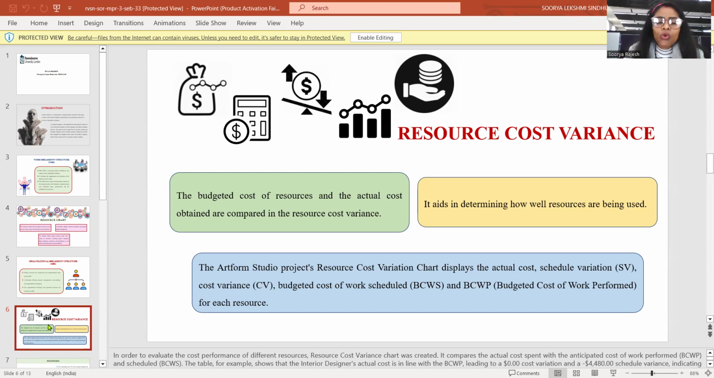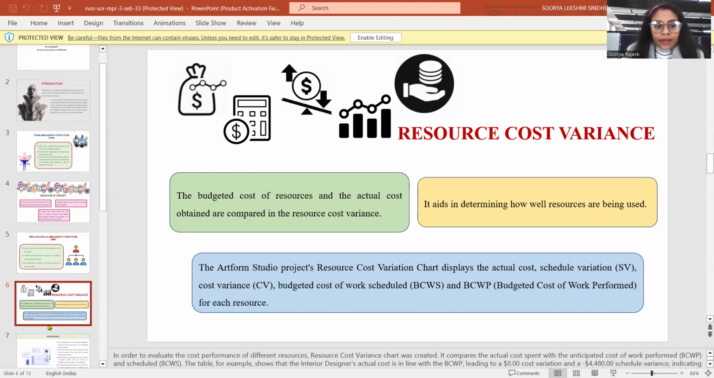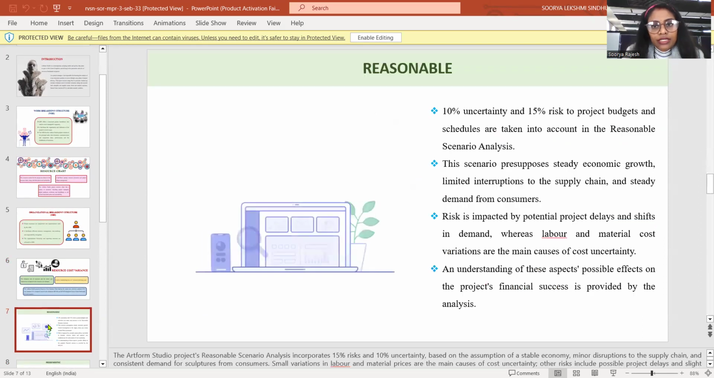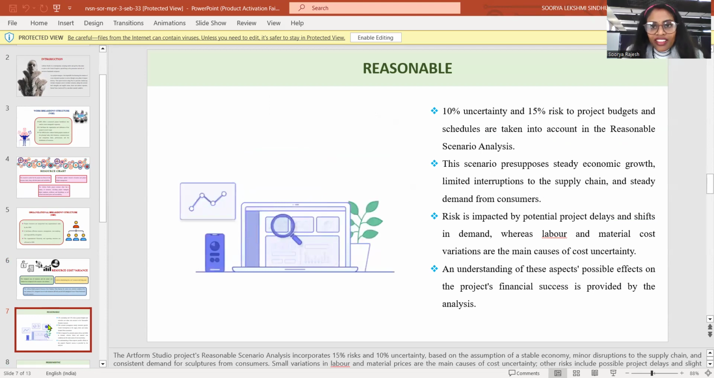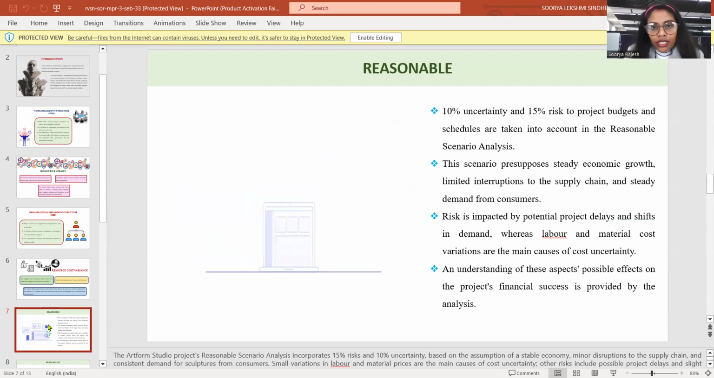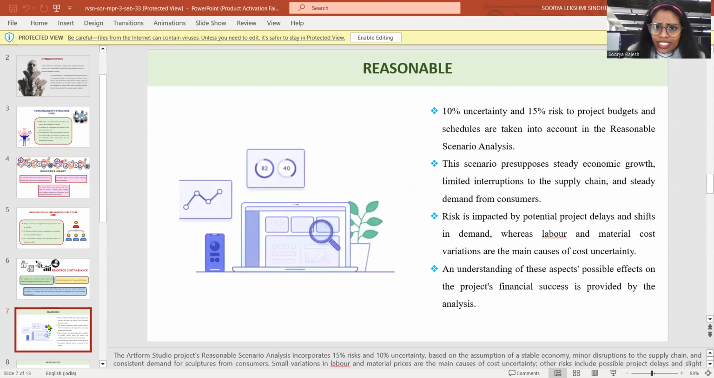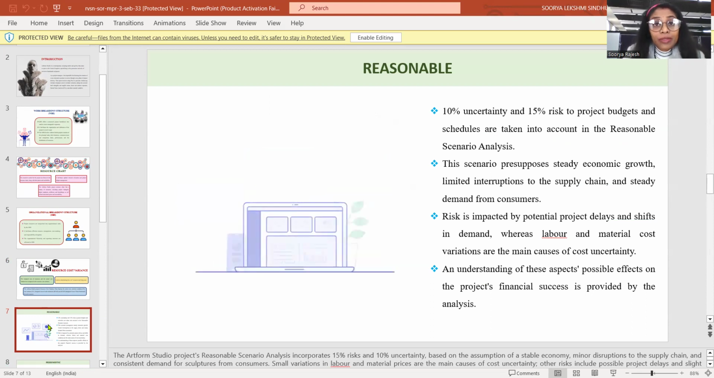This type of content, all the factors that we went through in the Excel table, are clearly shown in our project. And the next one is reasonable. In the first stage to the end stage, we look at the reasonable, optimistic, and pessimistic factors. First, we mention the reasonable. Here, for the Art Form Studio project, is a reasonable scenario.